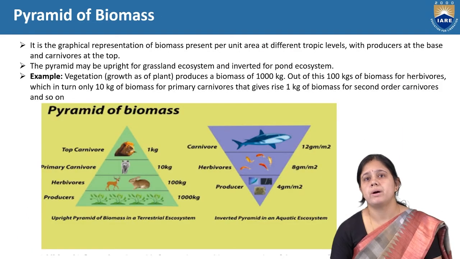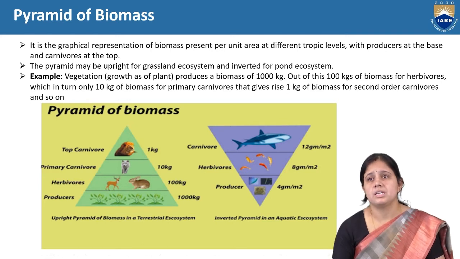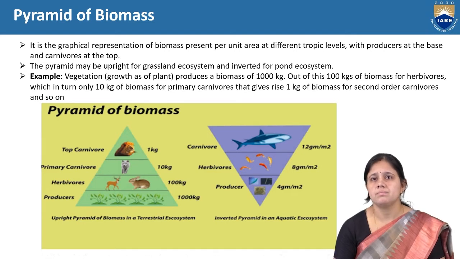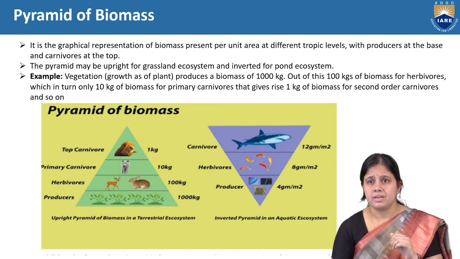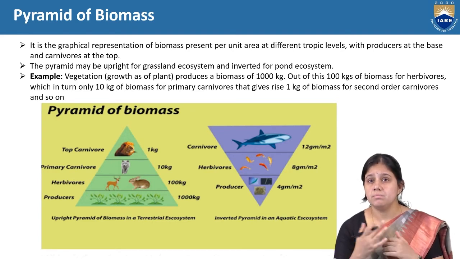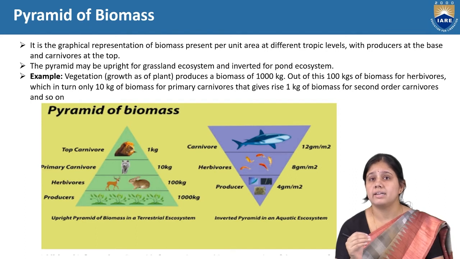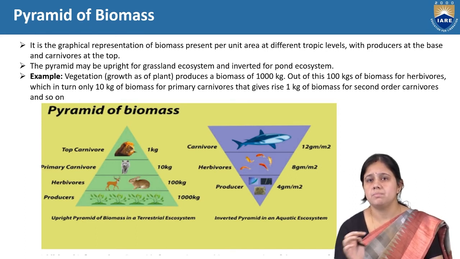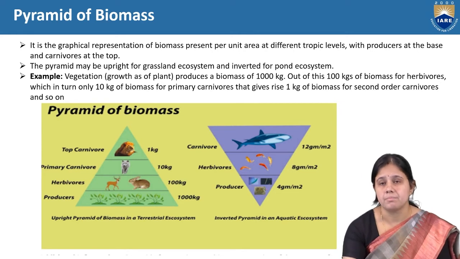Now come to the pyramid of biomass. It is the graphical representation of biomass present per unit area at different trophic levels, with producers at the base and carnivores at the top. So it graphically represents the biomass present per unit area. Whatever biomass a particular species occupies, it forms the base of that pyramid. So producers are at the base and carnivores at the top. This pattern will be followed everywhere.